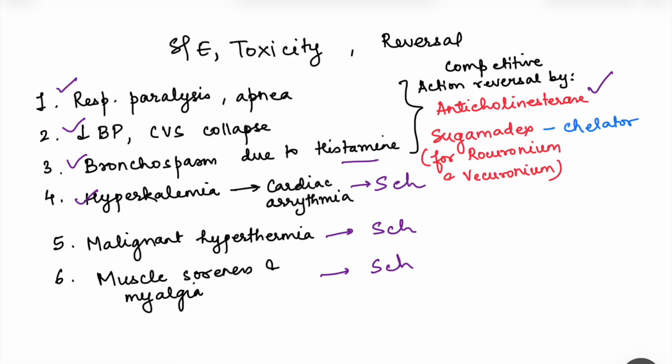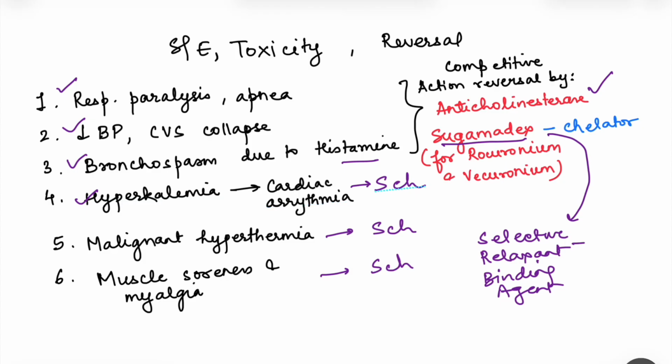Another drug which is used is Sugammadex. This Sugammadex is a chelator. Basically, it is also known as selective relaxant binding agent. So it is a relaxant binding agent. That means it will bind to the skeletal muscle relaxant, and it is specifically used for rocuronium and vecuronium. And I already told you that these are one of the most commonly used competitive neuromuscular blockers, right? So that was about the depolarizing and non-depolarizing, also known as competitive neuromuscular blockers.